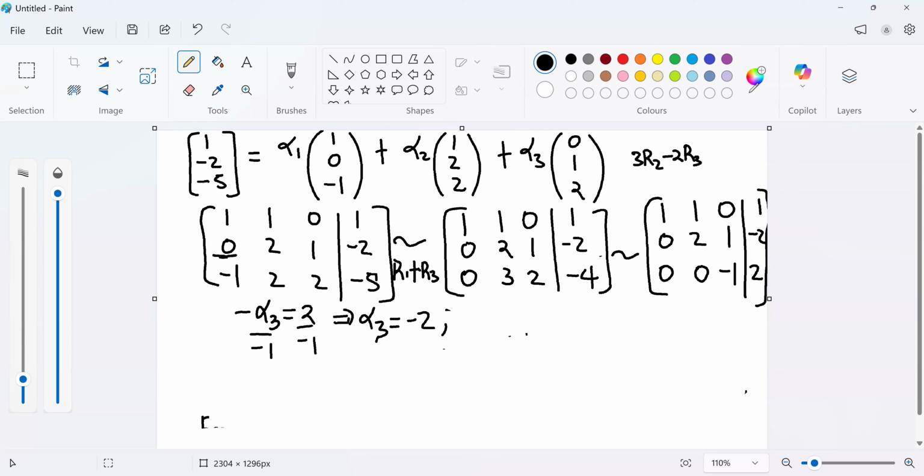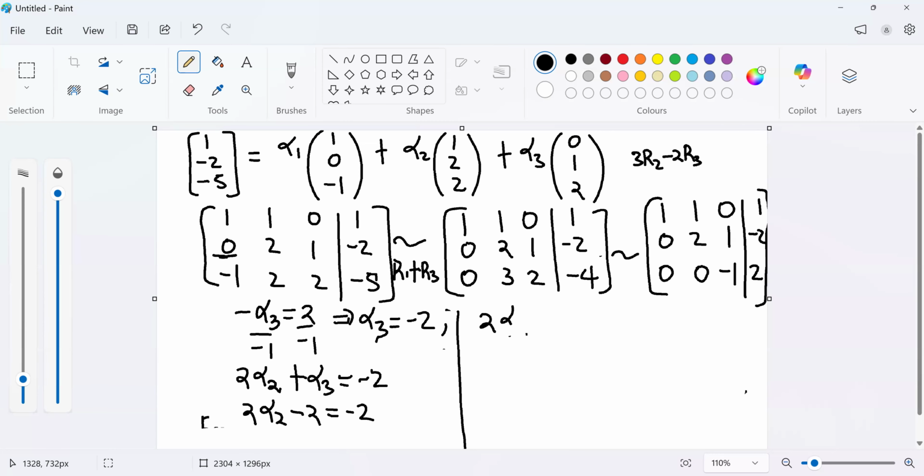Then from the second row we have 2 alpha 2 plus alpha 3 is equal to negative 2. So this is 2 alpha 2 minus 2 is equal to negative 2. That implies that 2 alpha 2 is 0, over 2, so that alpha 2 is also 0.